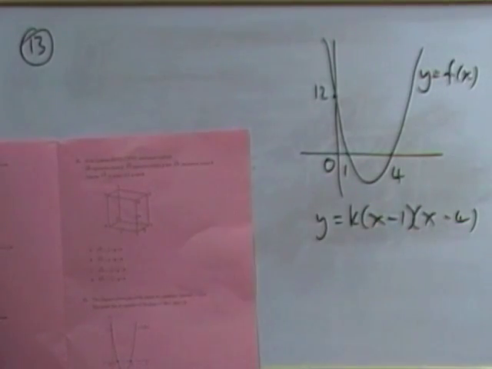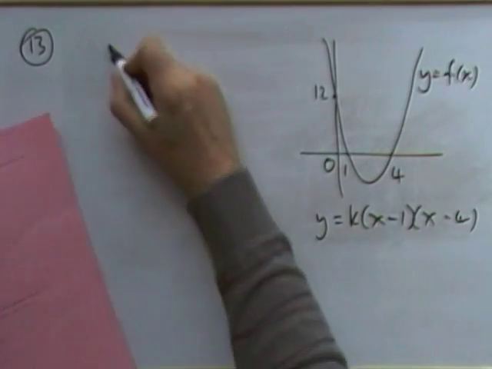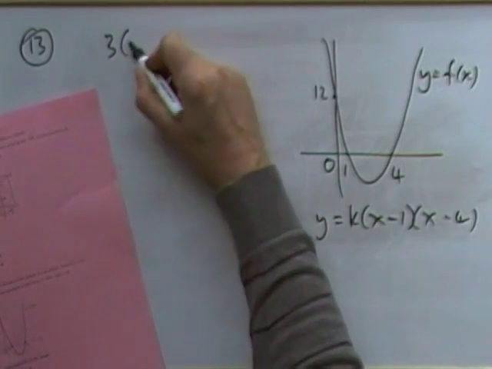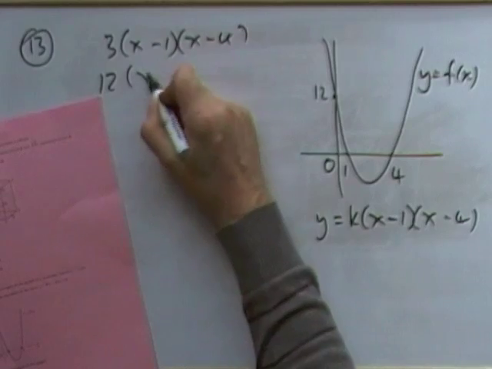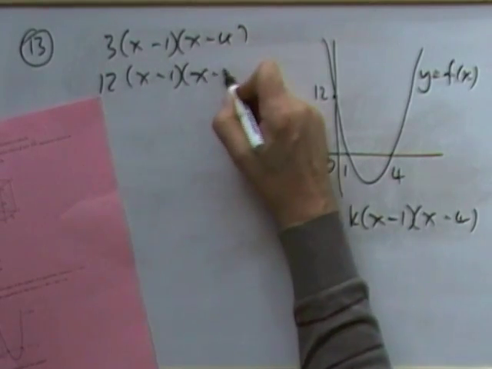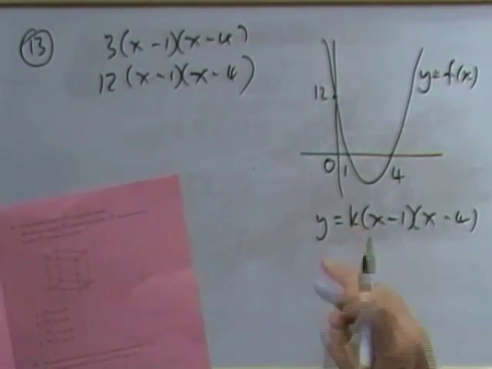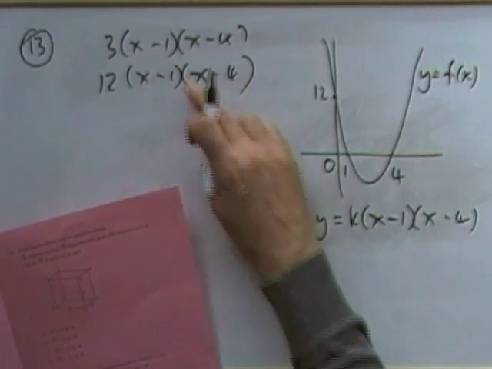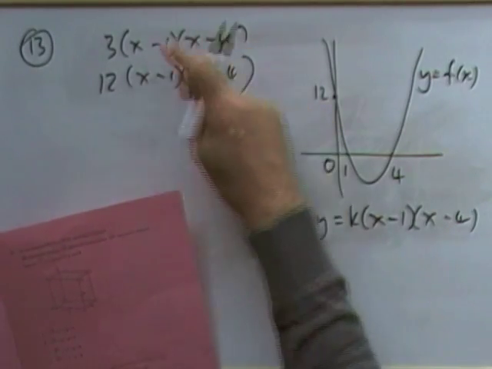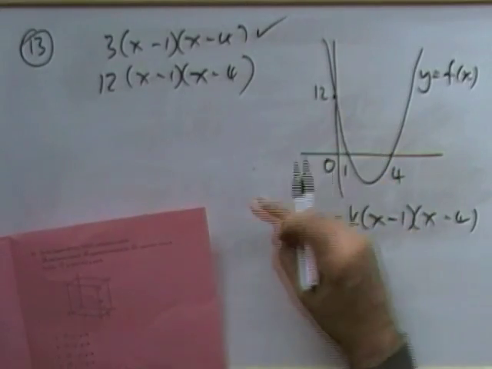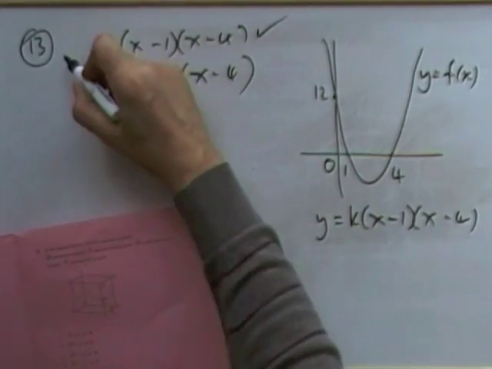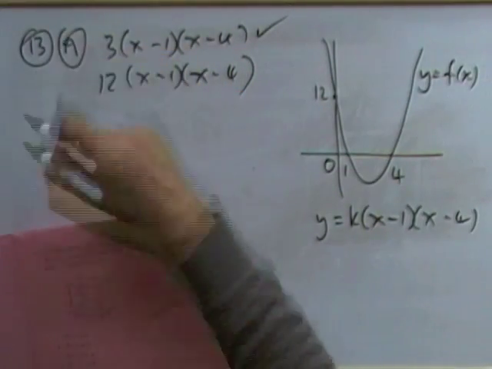But you don't need to do that here because there's a couple of possibilities. It says 3 times that, or is it 12 times that? Well, if you put in 0 for x, then that's going to give you positive 4 times 3, which is 12. The other would give you positive 4 times 12, which is 48, which is wrong, because the answer should be 12, which makes that the correct answer, A.